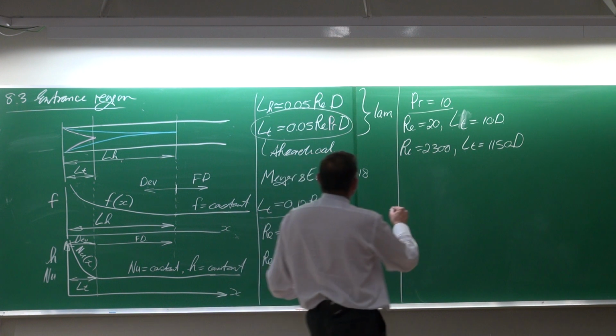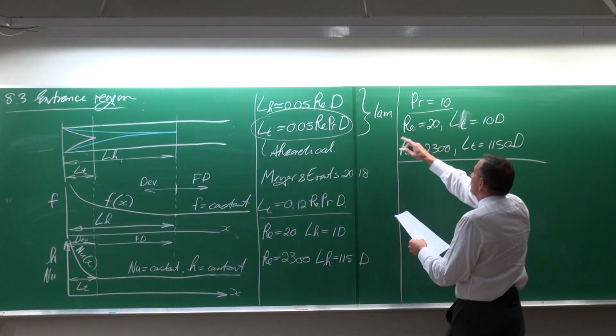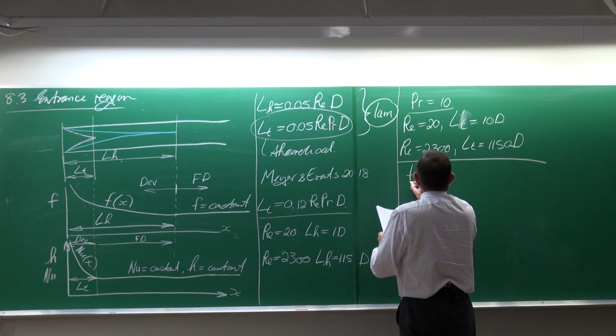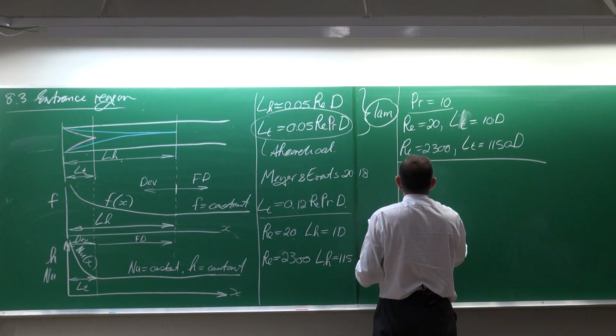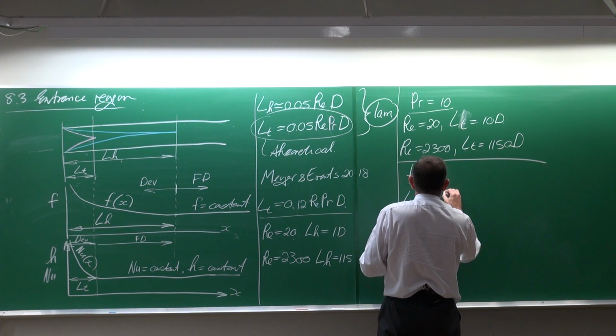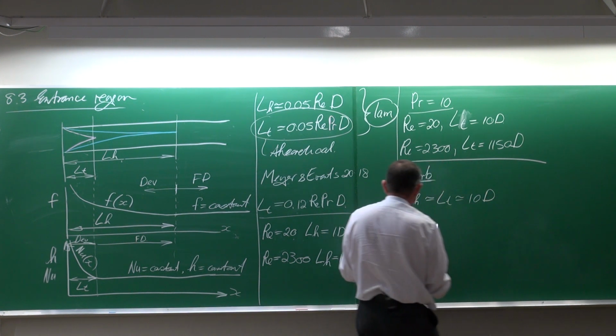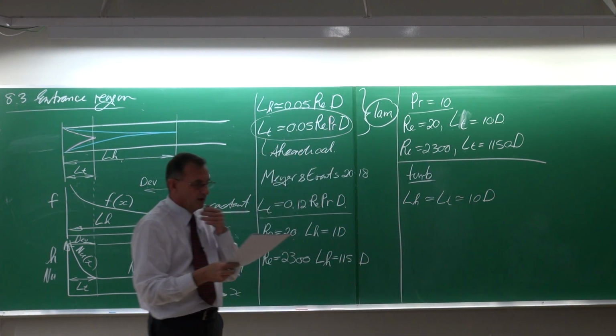Now take note, those two equations are valid for laminar flow. If the flow is turbulent, then things become much easier. Then LH is approximately equal to LT, and that is 10 diameters. So within 10 diameters, the flow would be fully developed.